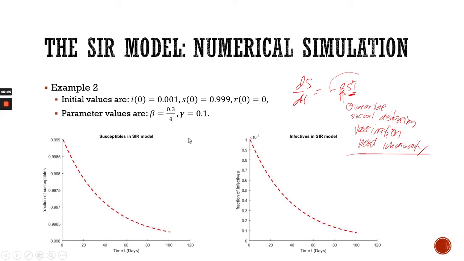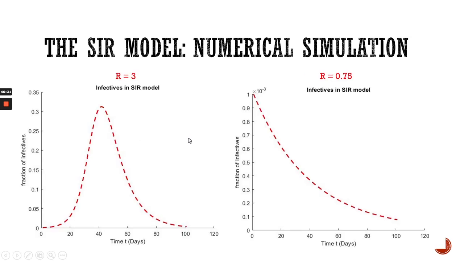If we compare, there are actually two results in the model. What is used in the literature is actually R. R signifies the reproduction number. R is given by the infection rate over the recovery rate, gamma. For this case, we have 0.3 divided by 0.1, so we have 3. In this one, R is 0.3 over 4 divided by 0.1, so we have 0.75.